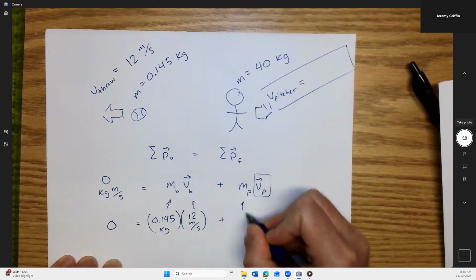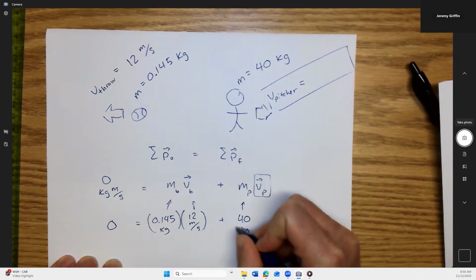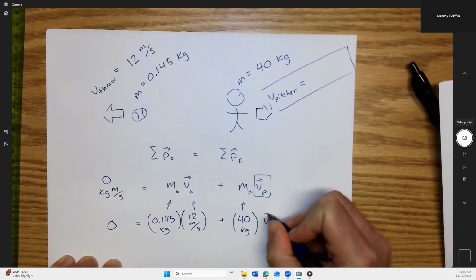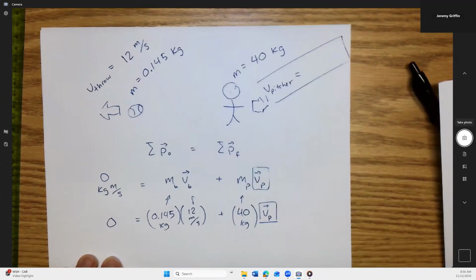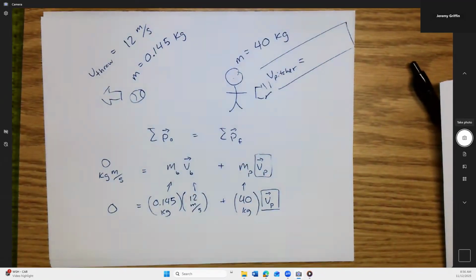You got 40 kilograms here. Velocity of pitcher. Okay, so go ahead and solve that. I'll solve it off screen. You guys solve it. See if we get the same things.